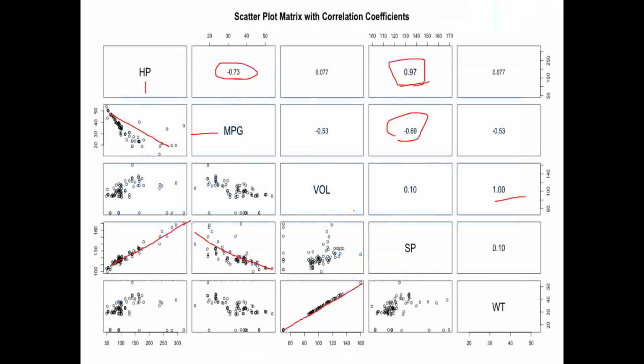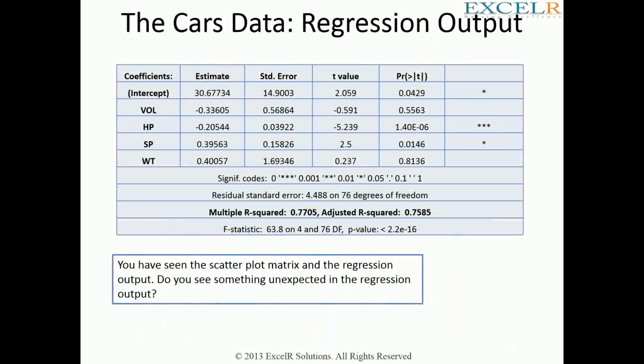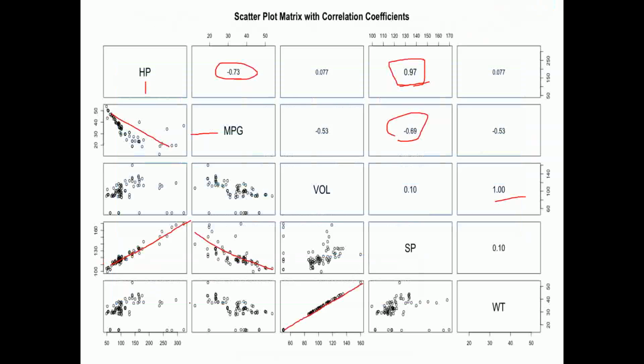So first, by looking into your scatter plot and the correlation, you get to know the relationship among the various variables. Okay. So you have seen the scatter plot diagram and the regression output also. Do you see something unexpected in the regression output here in comparison to your scatter plot?